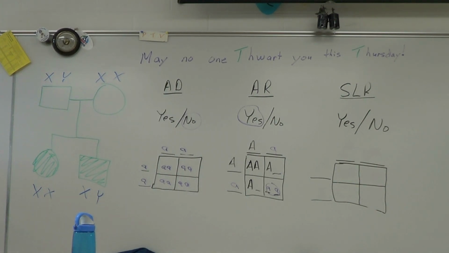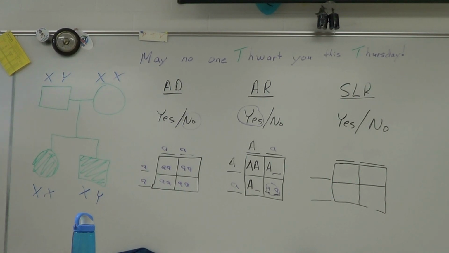So, if they are shaded, if our choices are X big A, X little a, and Y, can they have any of these? Can they have any X big A's? No. Can they have these? Yes. And they need these, and only X little a's. Now, Y, there is no A carried on it, so we're really looking for only X's with the little a's.